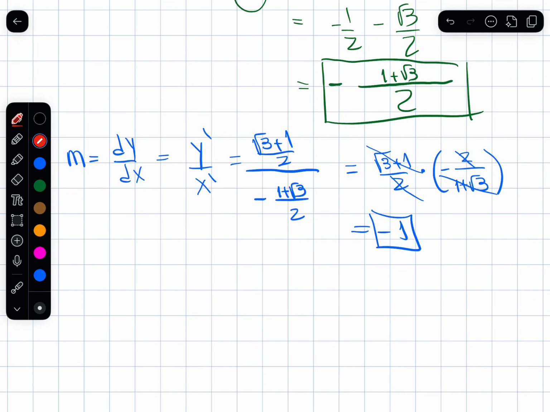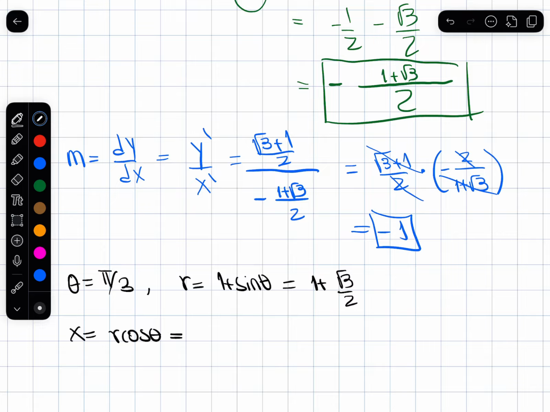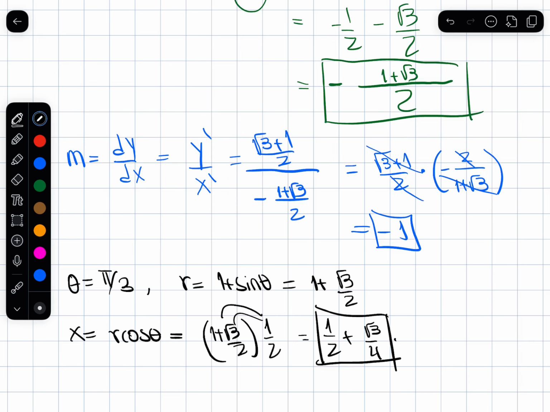So I'm going to go at the bottom here. Now that I've found the slope, I'm going to write this. Theta is pi over 3. Since r is 1 plus sine theta, r is 1 plus, sorry, root 3 over 2. So that is r. And so that means x, which is r cosine theta, is going to be 1 plus root 3 over 2 times the cosine of theta, which is now 1/2. Then I get to do this. This is 1/2 plus root 3 over 4. That's the x value of my point.